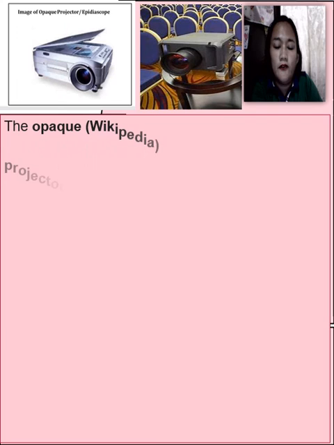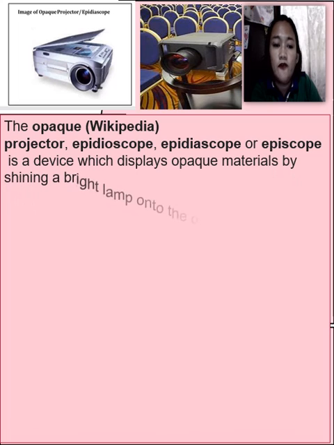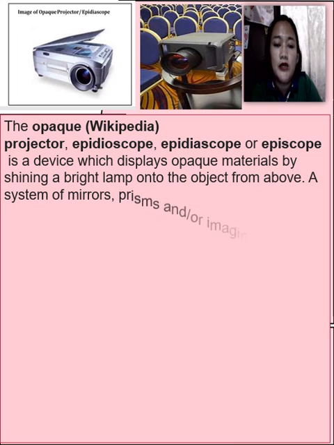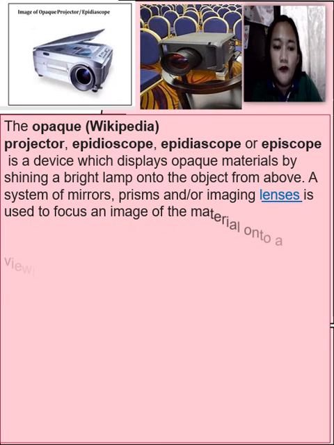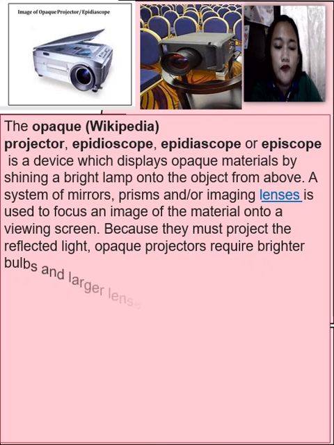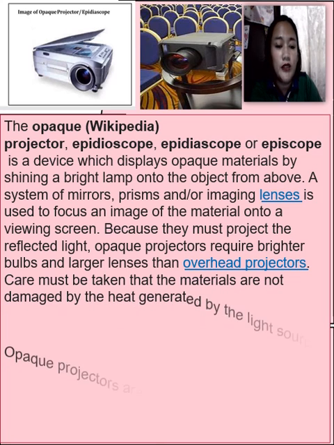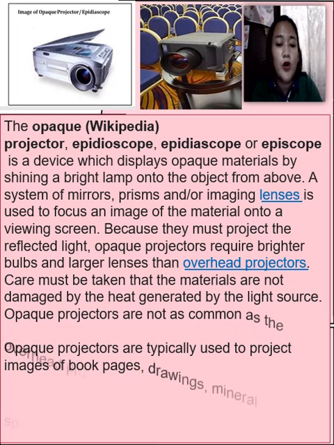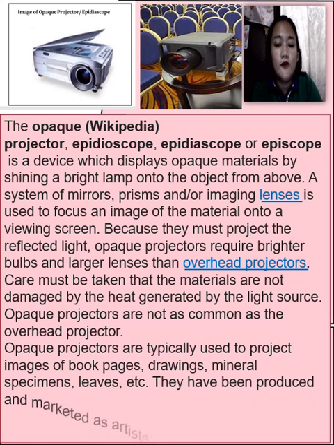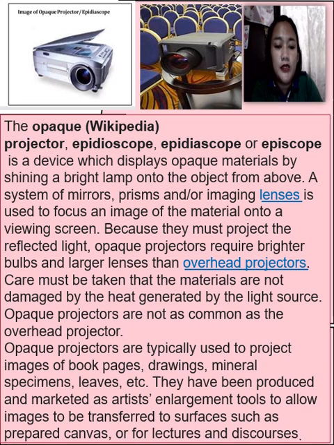The opaque projector, from Wikipedia. An opaque projector, epidiascope, or episcope is a device which displays opaque materials by shining a bright lamp onto the object from above. A system of mirrors, prisms, and/or imaging lenses is used to focus an image of the material onto a viewing screen. Because they must project the reflected light, opaque projectors require brighter bulbs and larger lenses than overhead projectors. Care must be taken that the materials are not damaged by the heat generated by the light source. Opaque projectors are not as common as the overhead projector.